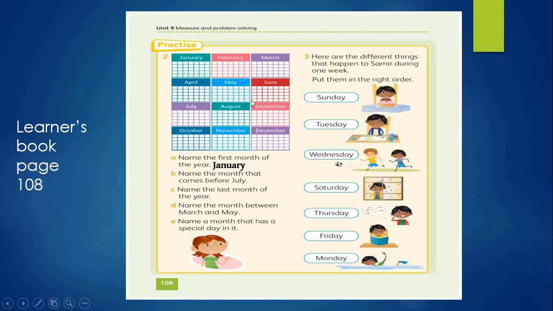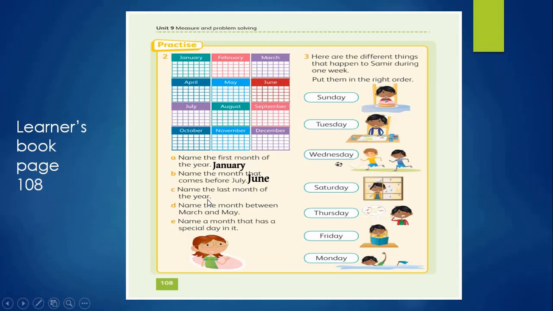B. Name the month that comes before July. Look at this chart to get the answer. What month is coming before July? Here is July. So the answer is June. Great.